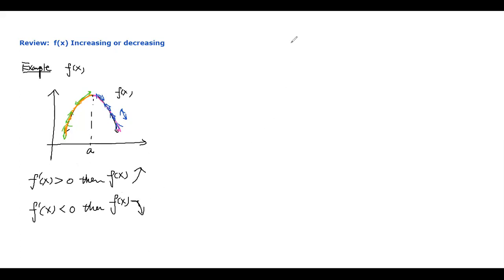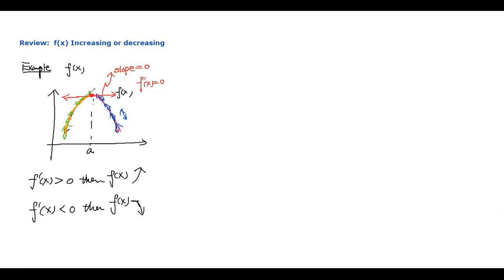And then in here, you see at this point, this is where the function changes from increasing to decreasing. What happens here? The derivative here is equal to what? Because the tangent line is parallel, what is the slope here? The slope here is 0, right? That means f prime x equals 0. This is what we call the critical numbers.